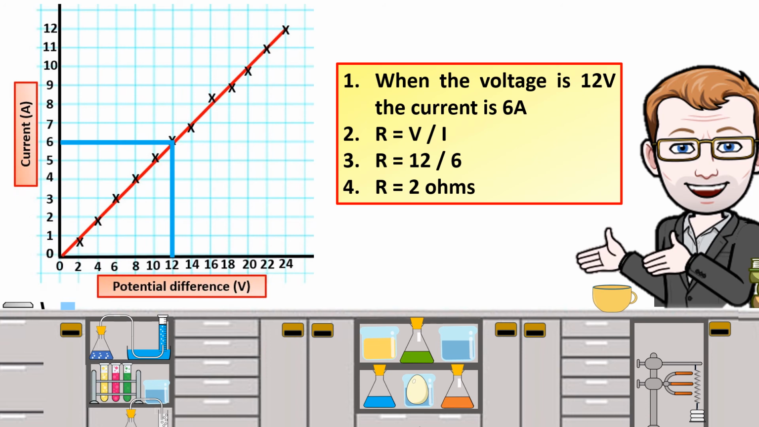We can then plug these values into our equation. Like we've just said, when the voltage is 12 volts, the current is 6 amps. So we can rearrange our equation: resistance is equal to voltage divided by current. We're going to have 12 divided by 6, which means that the resistance would be 2 ohms for this component.